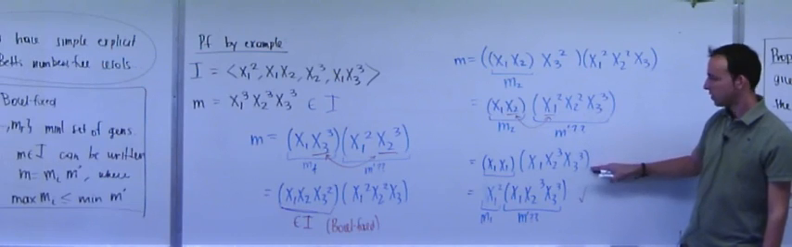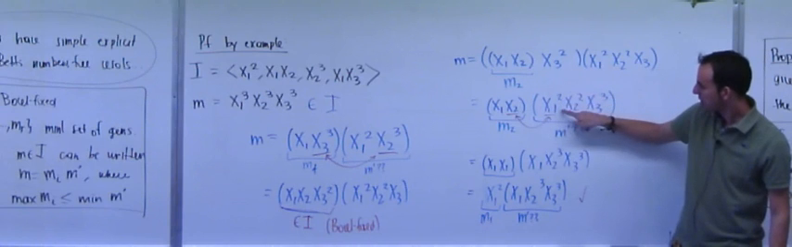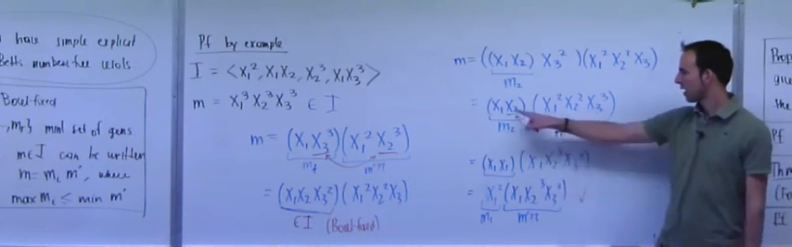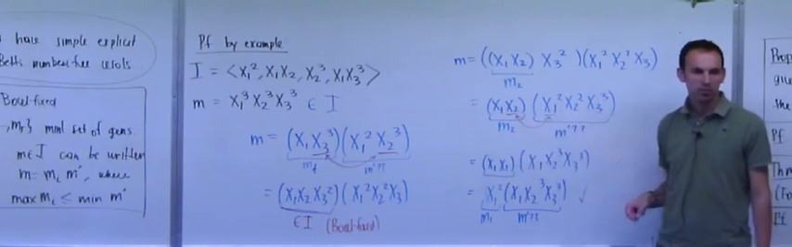From here to here? I did remove it, so I had an x1 squared, and then I got just an x1. So I just removed one of them. I put in one x2. I moved one x2 from here to here, and one x1 from here to here.